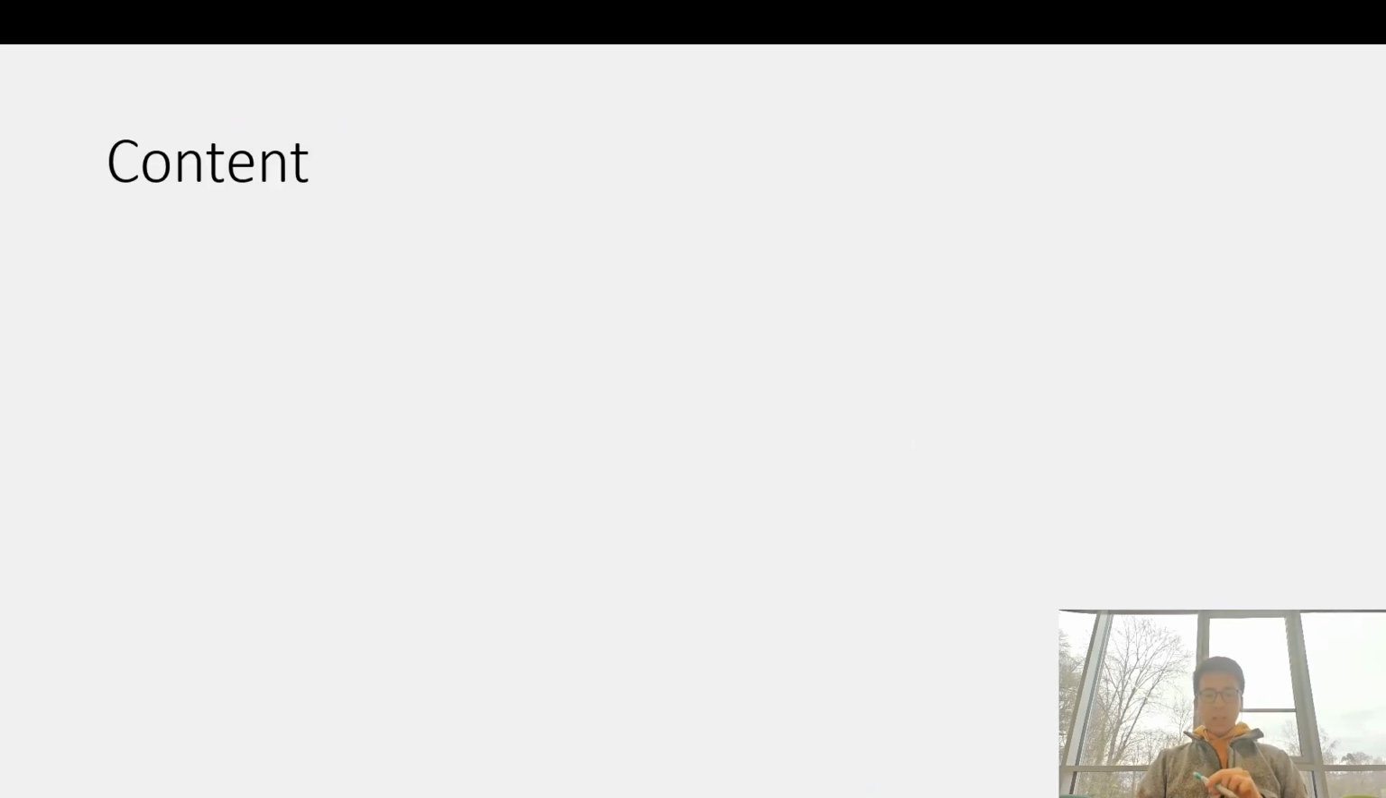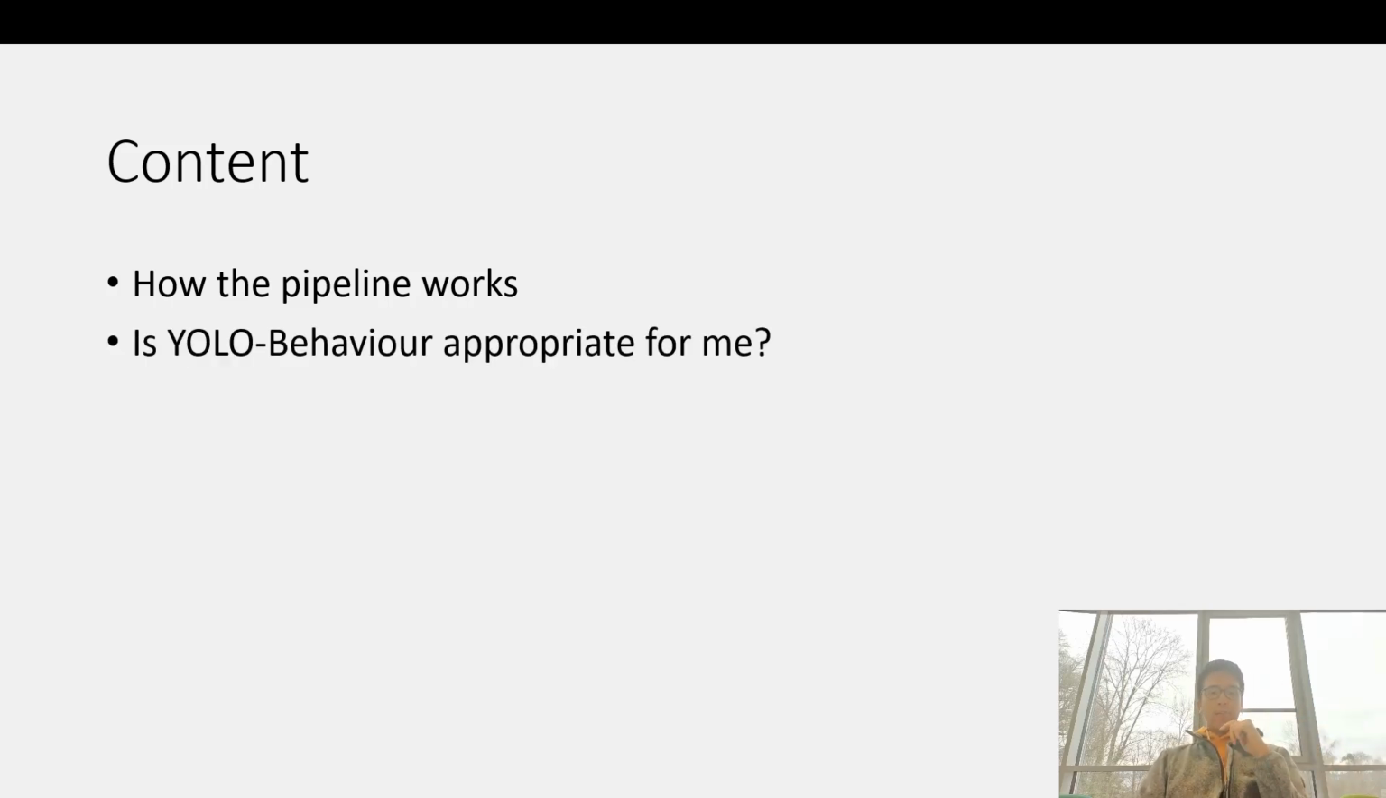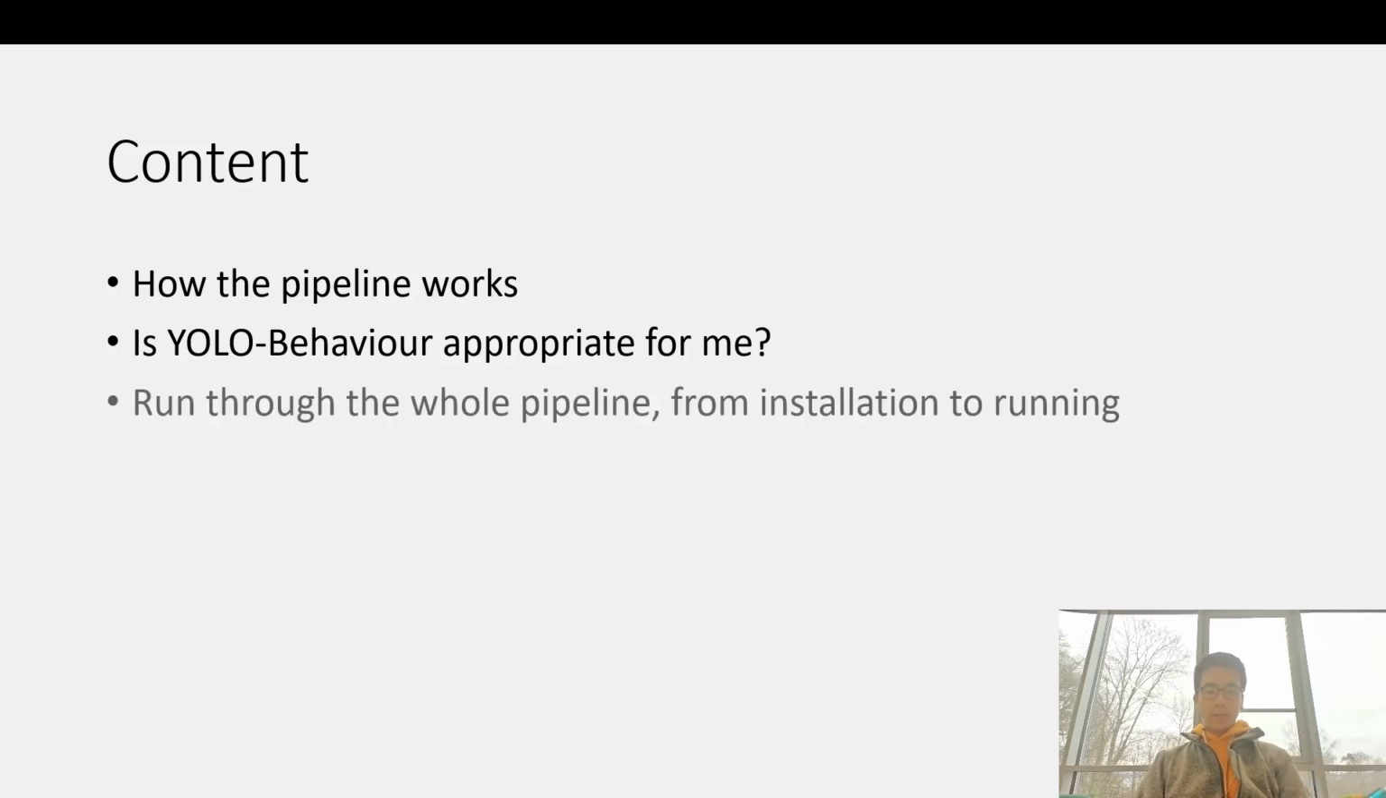Today I'll quickly do a brief video tutorial on the new paper/method called YOLO-Behaviour, a simple, flexible framework to automatically quantify new behaviors from videos. In this short tutorial, I'll first go through how the pipeline works, what the steps are that you have to go through, and then a few points on whether this method is appropriate for your study system, because every study system is different and you really need to see if this is appropriate. And finally, I'll run through the whole pipeline through the documentation, from installation to running the sample code, hopefully to give you more information on how to actually run this thing.